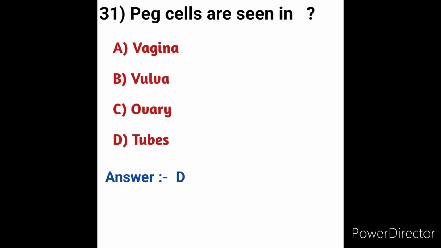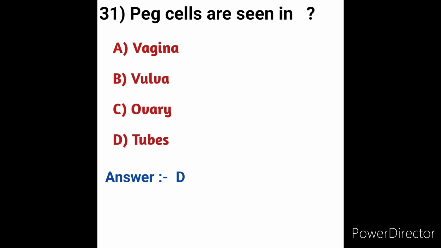Peg cells are present in the fallopian tube, epithelial cells of the uterine tube. Peg cells stimulate estrogen during the first half of the menstrual cycle. So peg cells are seen in the tubes, fallopian tubes. Option D is the correct answer here.